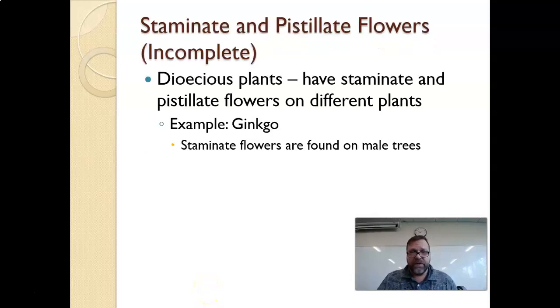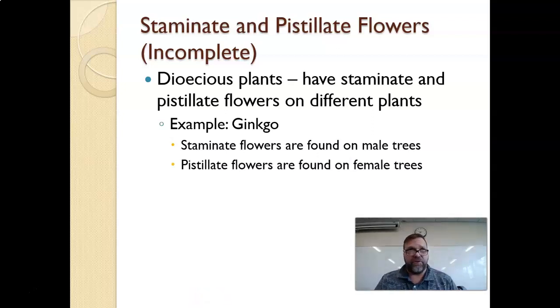There we go. Staminates are found on male trees, and pistillates are found on female trees. So they actually have one tree where they only have the male reproductive parts. On the other tree, they have only the female reproductive parts. And then you would need cross-pollination. You'd need to get the pollen from the one plant to the other plant for fertilization.